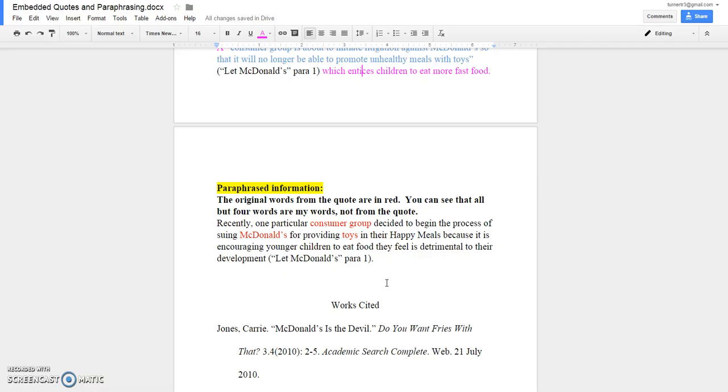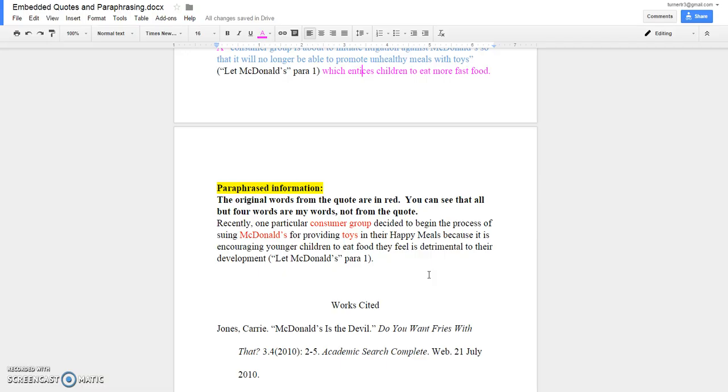So for my paraphrase, I said, "Recently one particular consumer group decided to begin the process of suing McDonald's for providing toys in their Happy Meals because it is encouraging younger children to eat food they feel is detrimental to their development." Because this is still not my information, it's my words, but not my idea, I still have to put parenthetical documentation directly after what it is that I've paraphrased.